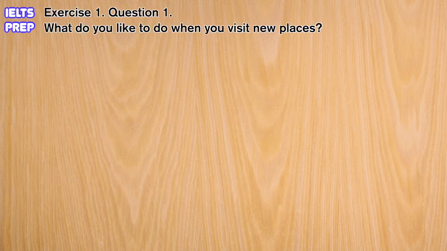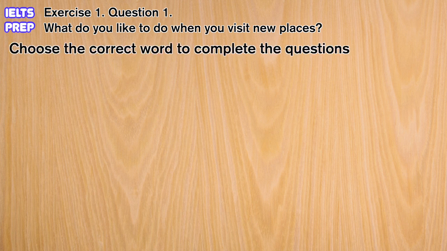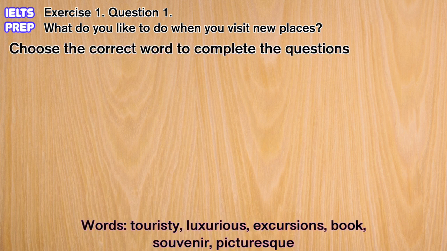Exercise 1. Question 1. What do you like to do when you visit new places? Choose the correct word to complete the questions. Words: touristy, luxurious, excursions, book, souvenir, picturesque.